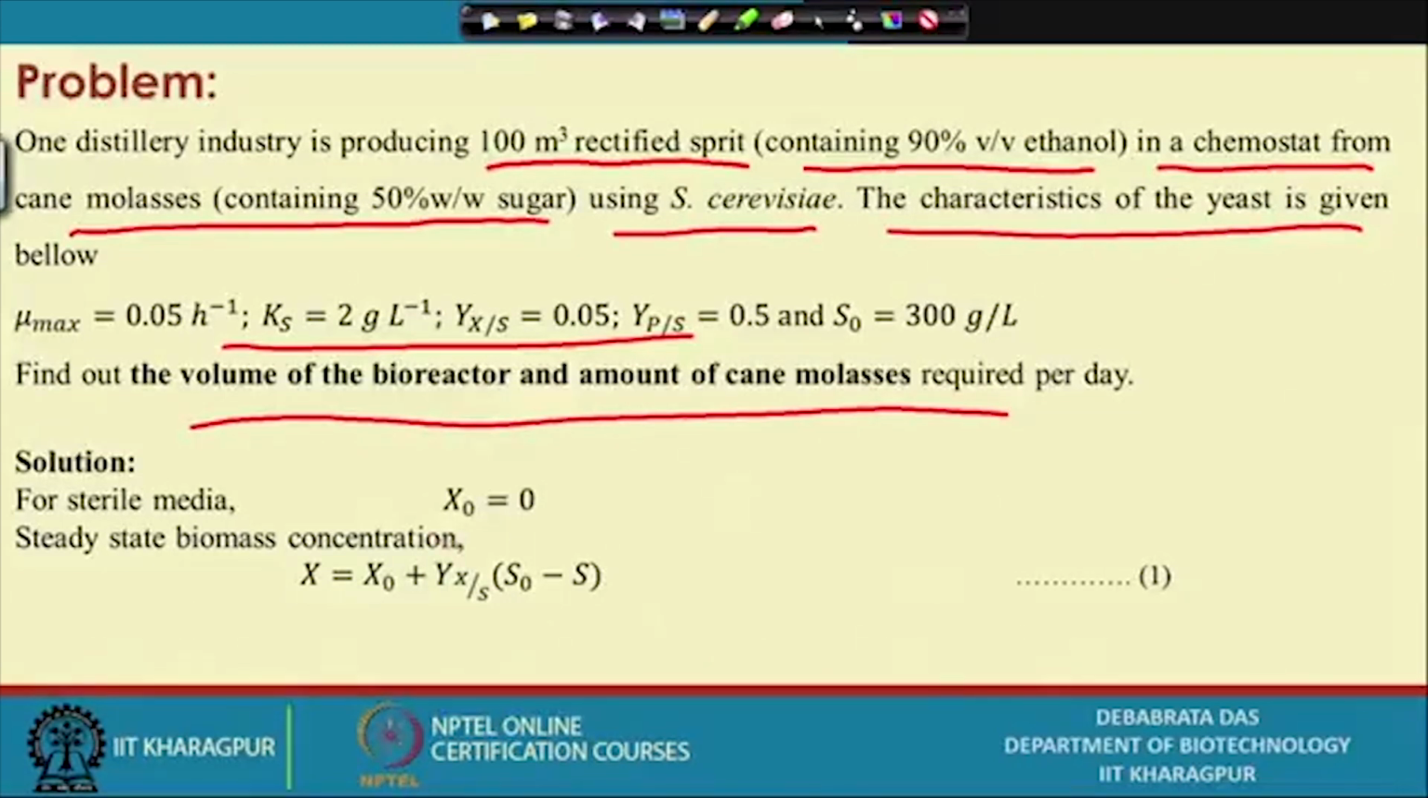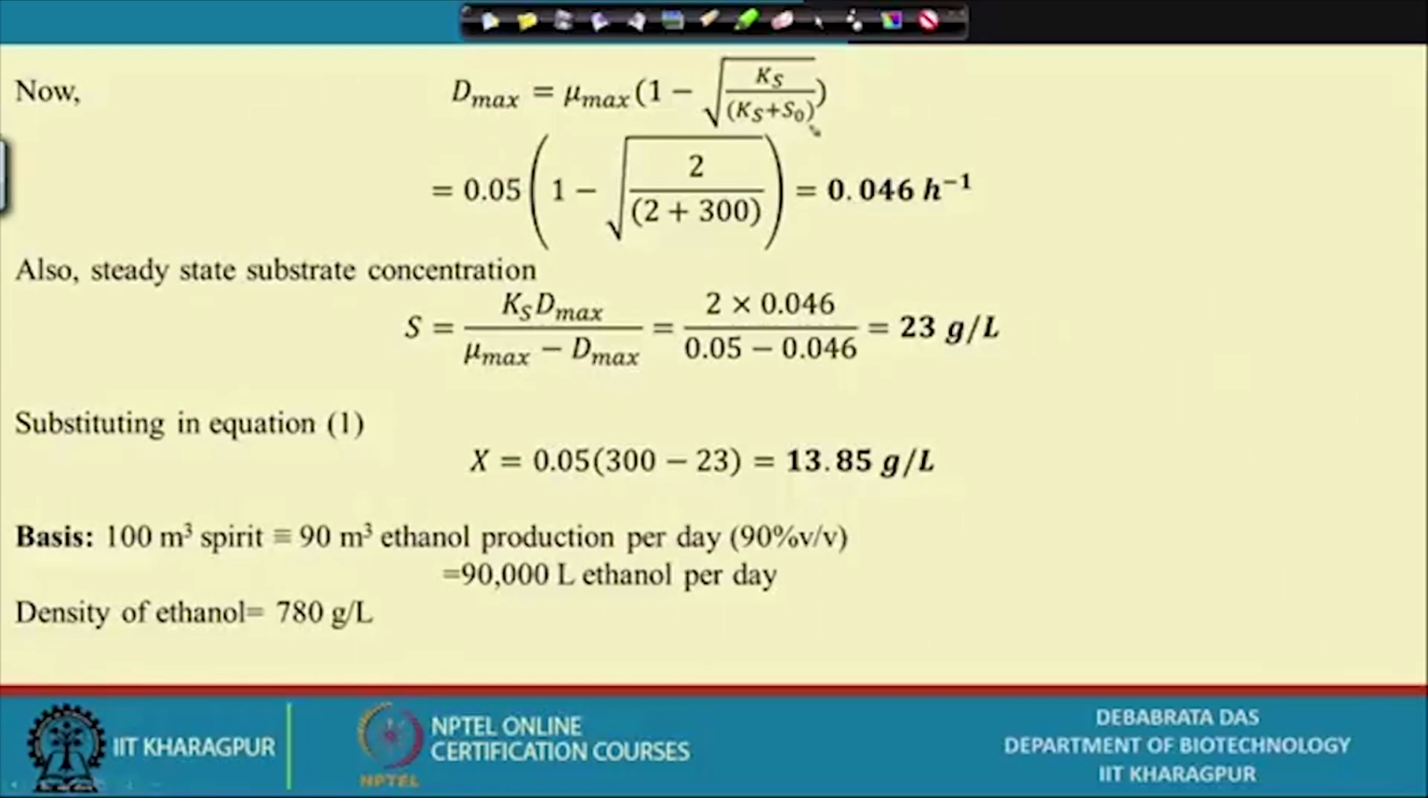So, here if you consider sterile media, x0 equal to 0, then the steady state cell mass concentration will be x equal to x0 plus Y x/s times (S0 minus S), at Dmax equal to this value, am I right? And ethanol is considered as a growth associated product. So, we assume if we operate at Dmax, we will get the maximum amount of ethanol production. So, this S value is this, and this is the cell mass concentration.